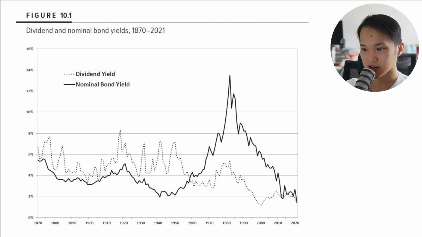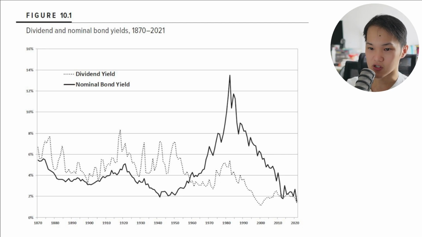Okay, the first chart I'm showing here is the dividend yield, the dotted line, versus the nominal bond yield. Nominal bond yield is very simple. For example, if you buy a 10-year bond and it gives you, let's say, 3.5% or 4%, that's the nominal bond yield, meaning that if you hold the bond to maturity, you are going to get that nominal yield.